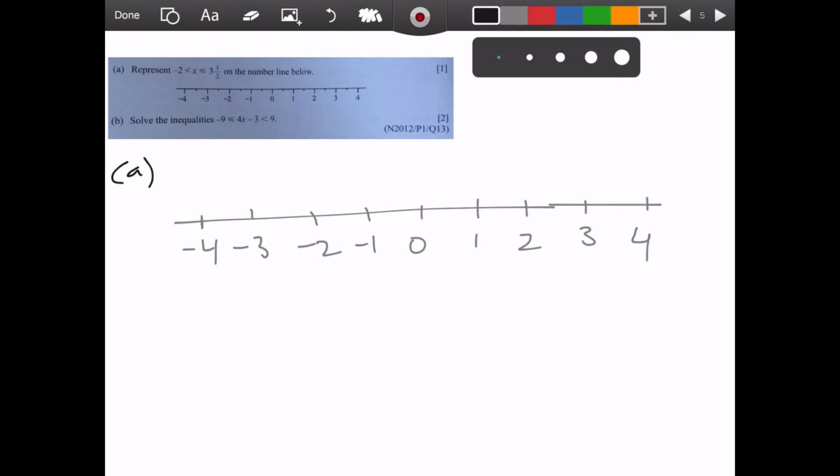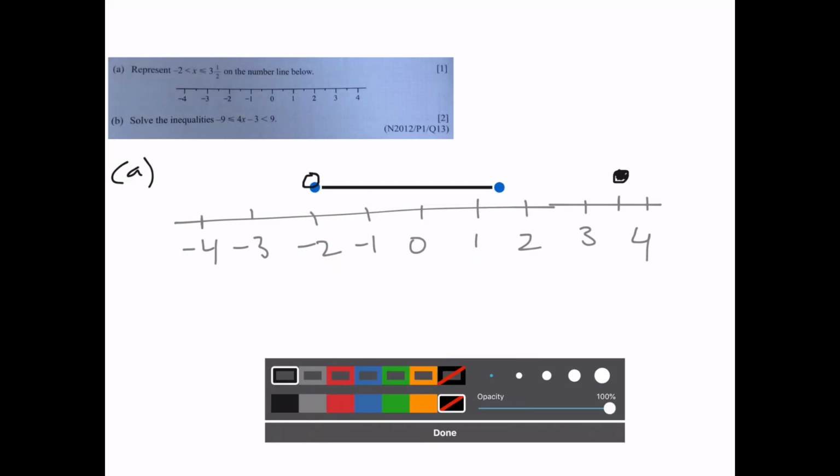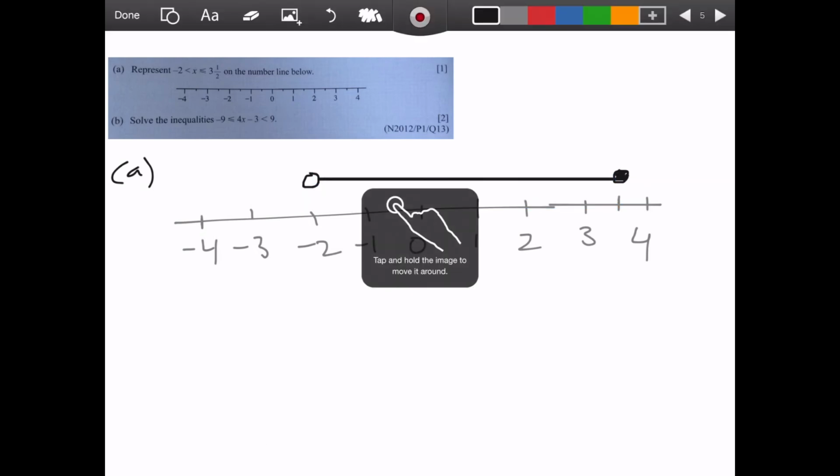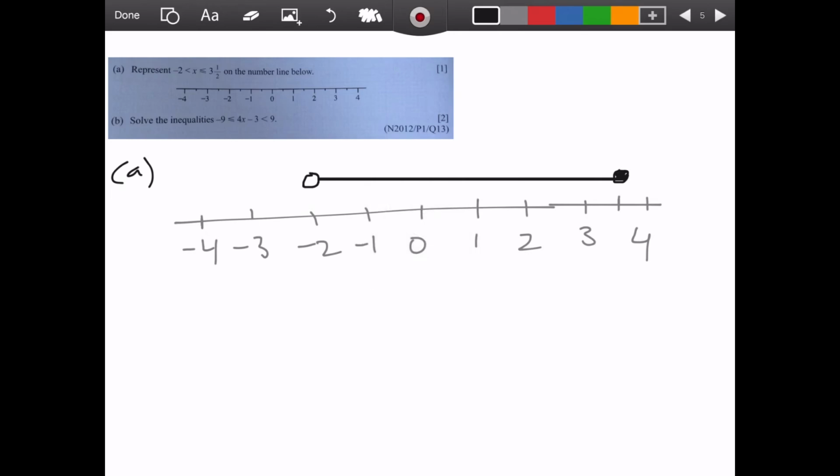Alright, so x more than minus 2. Okay, let's look at it one by one. Remember, if it is a more than, it will be an open circle. Okay, and then the next inequality is x less than or equal to 3.5, right? So maybe it's about here, 3.5. And this time it will be a closed circle, the reason is because it's x less than or equal to 3.5. Okay, so you just join the two circles together with a straight line. Okay, and you get the answer. Alright, so this will be the answer on the number line.